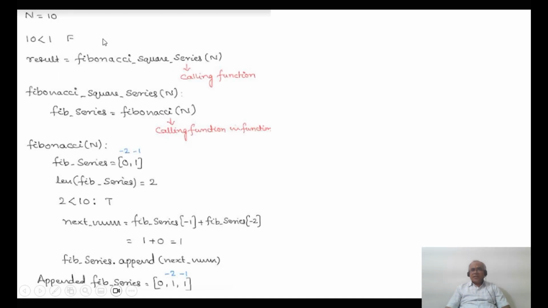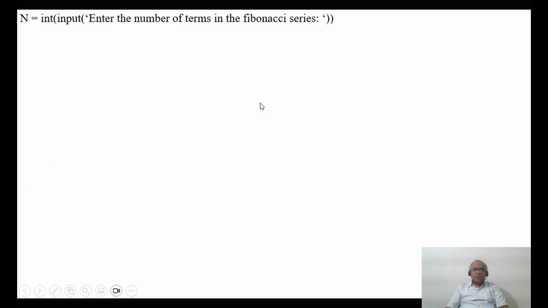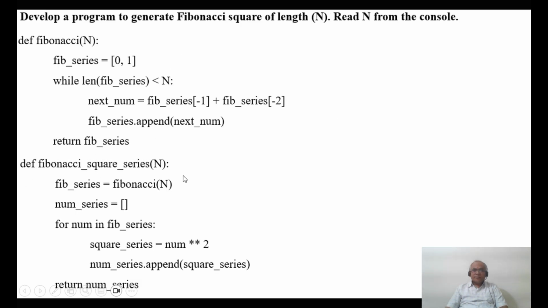What happens? The condition is false. Result is equal to Fibonacci square series n. So what exactly is it doing now? We are calling the function, named Fibonacci square series n. So we have to go to Fibonacci square series n. Once you go there, this becomes active. Then you are calling one more function, Fibonacci n. Which is the Fibonacci n? The cursor jumps back to this.